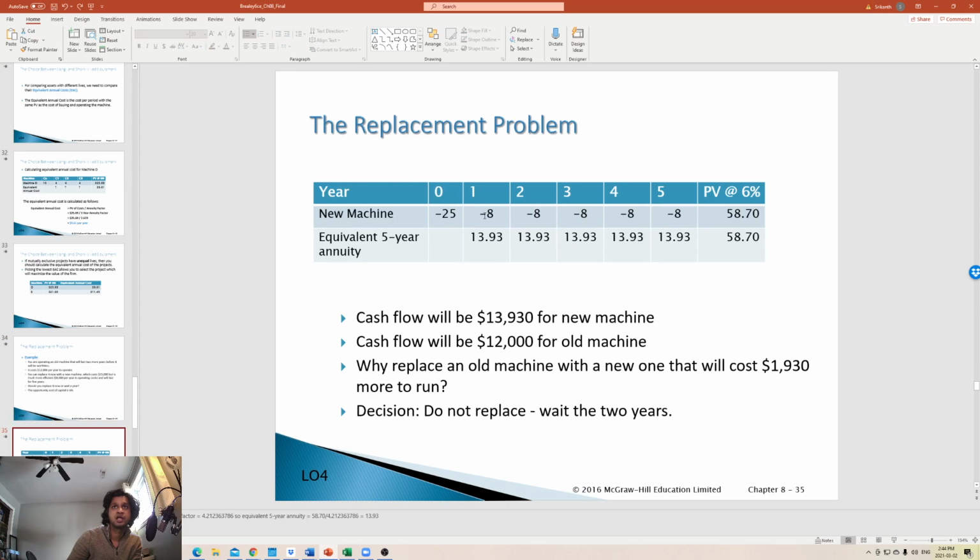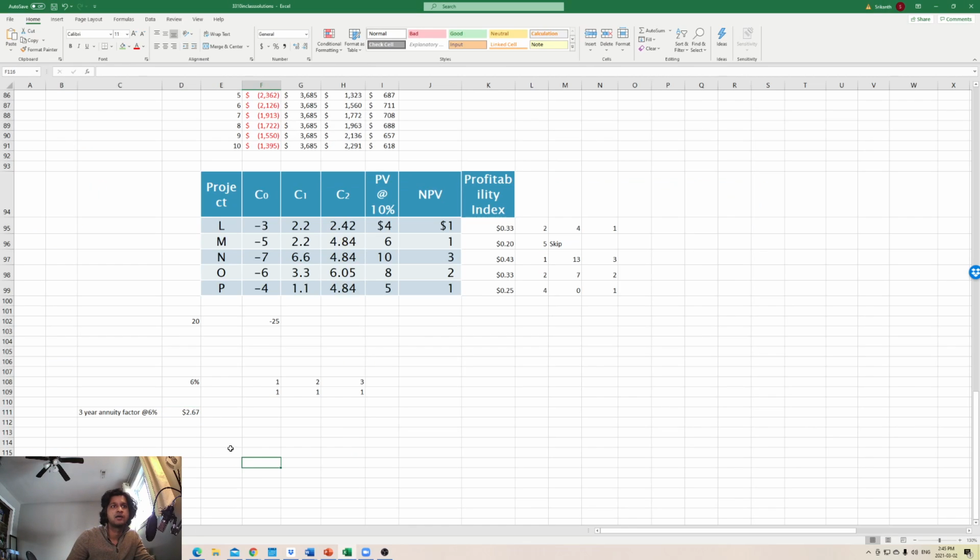So 25,000 and 8,000 every year, and you're spreading this 25,000 evenly across the 5 years, across the life of the project. You already found out the present value of all the costs, and the equivalent annual cost is 13.93. Let's actually quickly work this out. So you had negative 25, and then you have negative 8, negative 8, negative 8, negative 8. So for 5 years, you have a cost, and this is the initial investment in some sense.